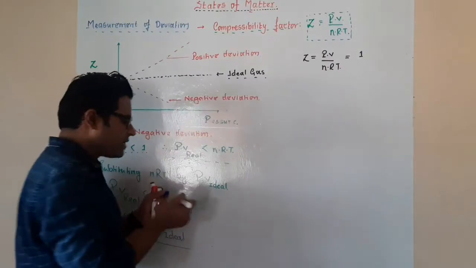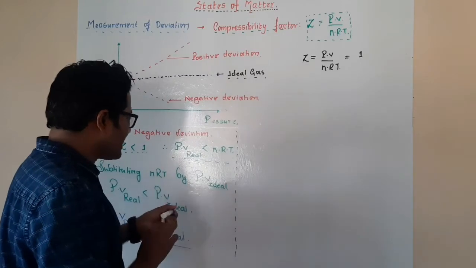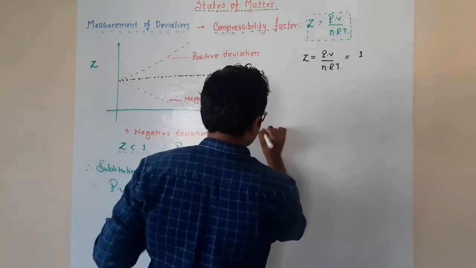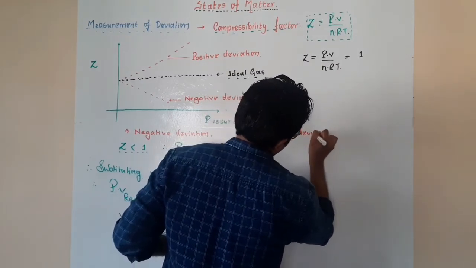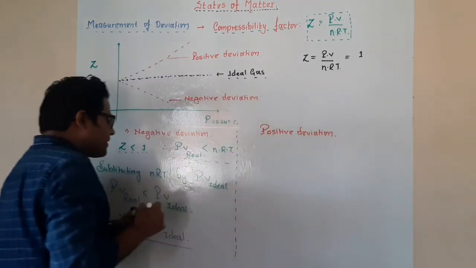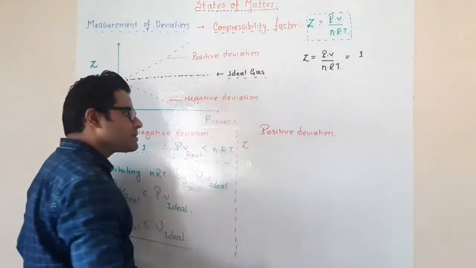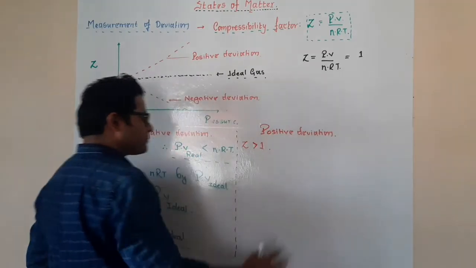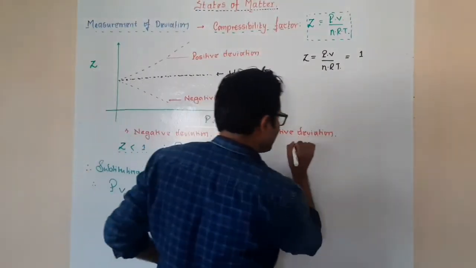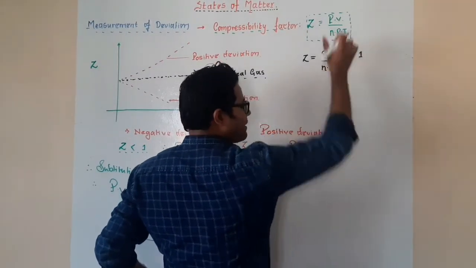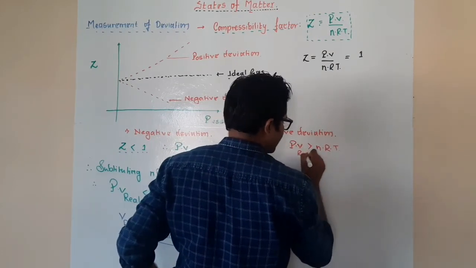On the other hand, if we observe the condition of the positive deviations, what is going to happen again? Here, Z, that is the compressibility factor, is going to be greater than 1. Correct, when it was lesser than 1, here it is greater than 1. So when we say greater than 1, that means P into V should, of course, be greater than nRT. This is for the real gas now.